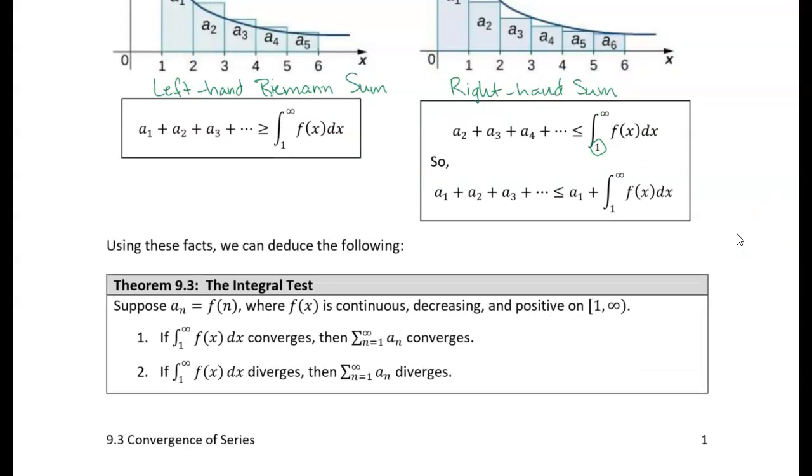But it only applies to the specific case where f, the function, is continuous, positive, and decreasing on the interval from 1 to infinity. If that's true, then we can apply the integral test. If it's not true, then we can't. We basically just take the integral of the function that defines the series, so it's essentially the explicit function. We integrate that from 1 to infinity, and if it converges, then the series converges. And if the integral diverges, then the series diverges.